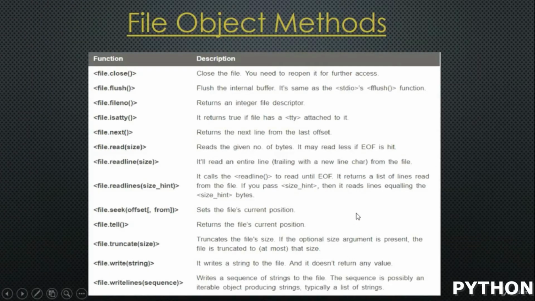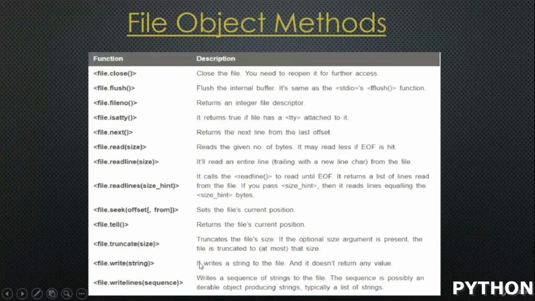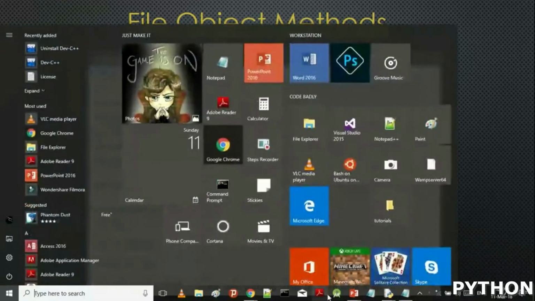In this part, I will tell you how to use the file.write method. It writes a string to the file and it does not return any value. Due to buffering, the string may not actually show up in the file until the flush or close method is called. So let's demonstrate it.